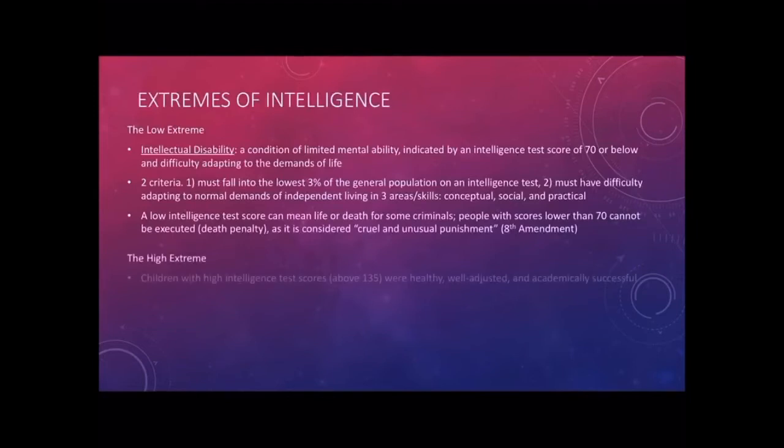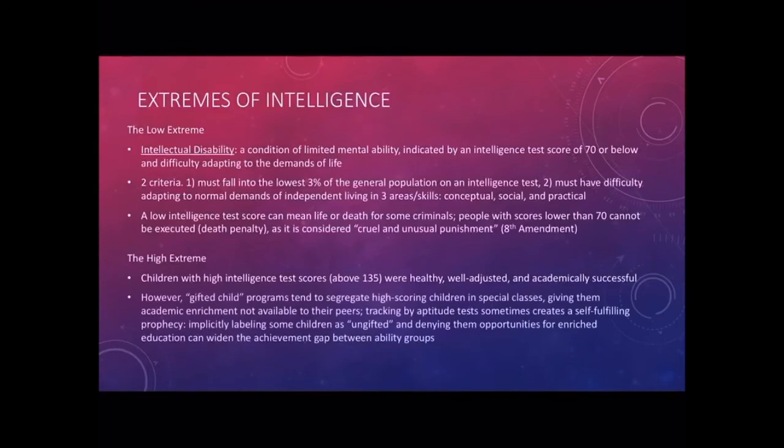The high extreme, so people who are considered to be gifted, are those people who score above 135 on an intelligence test. So write that down as well. Intellectually gifted is 135 or above. I don't know why it's not evenly distributed. I would think that it would be 30 points up or 30 points down, like intellectual disability 70 or below, giftedness 130 or above, but that's not the case. So just know 70 and 135 are your key points there.